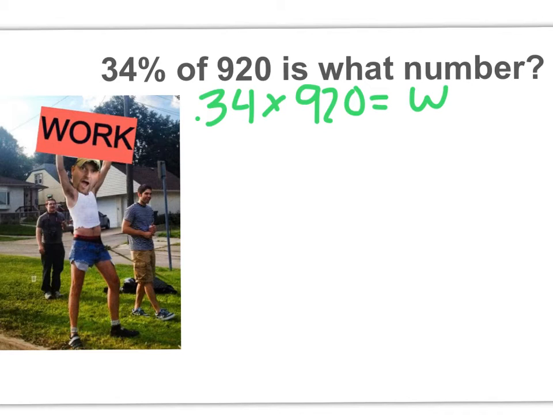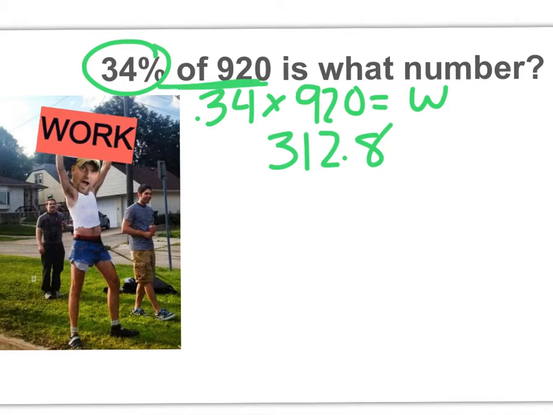In this case, the variable's by itself already, so all I have to do is take that 0.34 times 920 and get my answer of 312.8. That's the answer for that one. You can get that pretty quickly, and this is the most general format: you know the percent that you want, and you know the whole number, that's the of number.